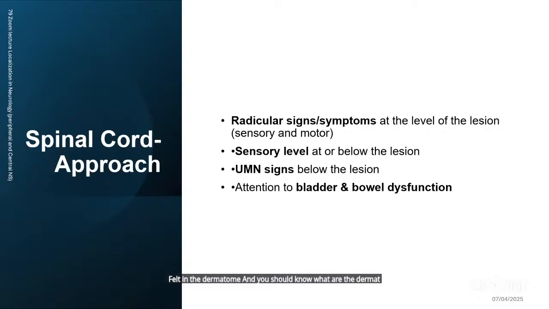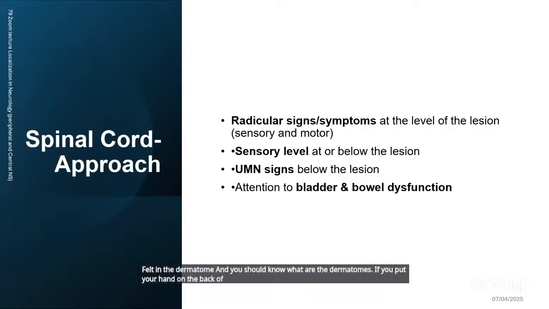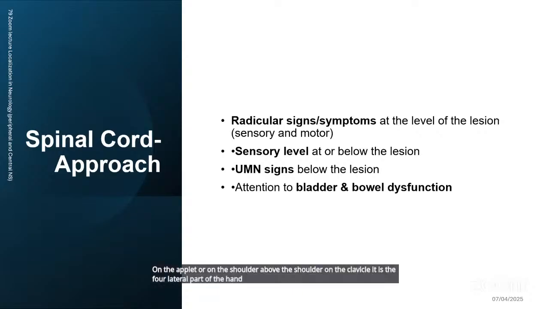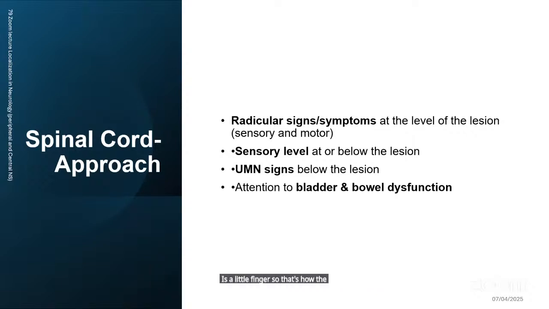If you put your hand on the back of the head, that is the C2 dermatome, and if you put it on the back of the neck, it is the C3 dermatome. On the shoulder, above the shoulder, on the clavicle, it is C4. Lateral part of the arm is C5. Lateral part of the forearm and the thumb is C6. The palm and the middle fingers, 2, 3, 4, are C7, and C8 is the little finger. So that's how the dermatomal distribution is.